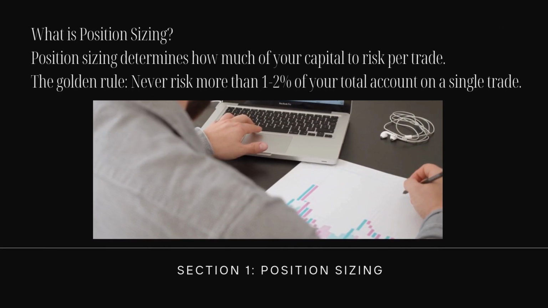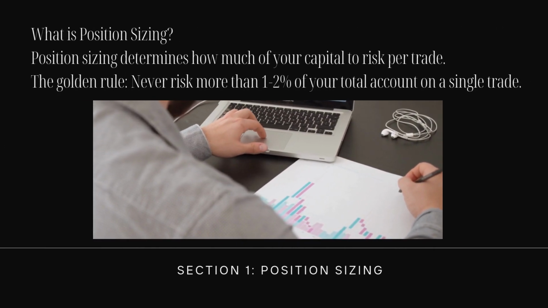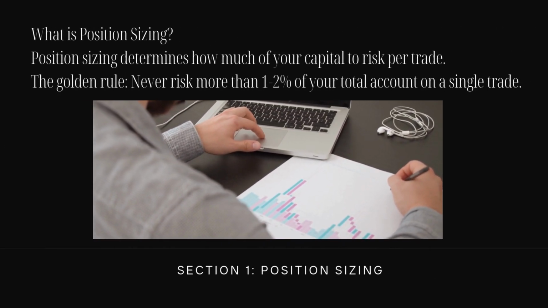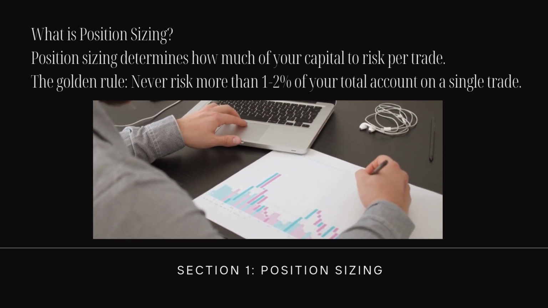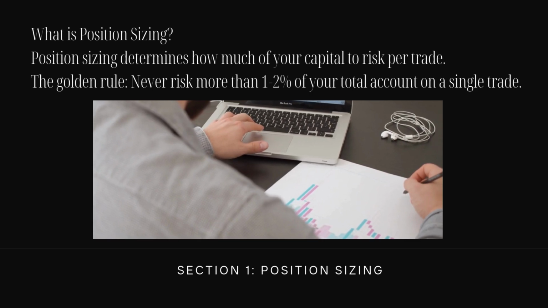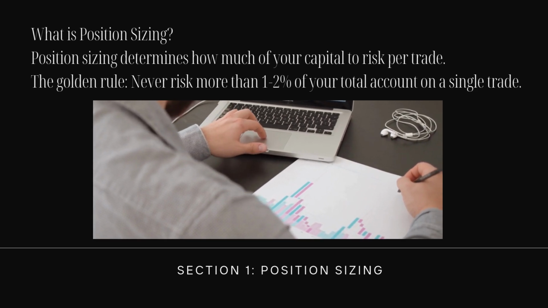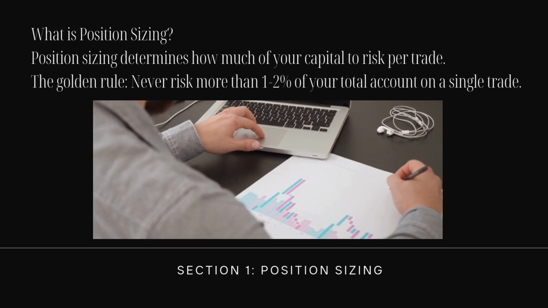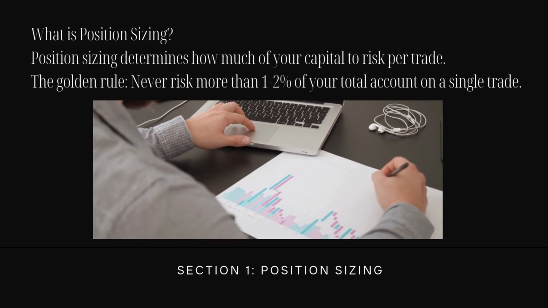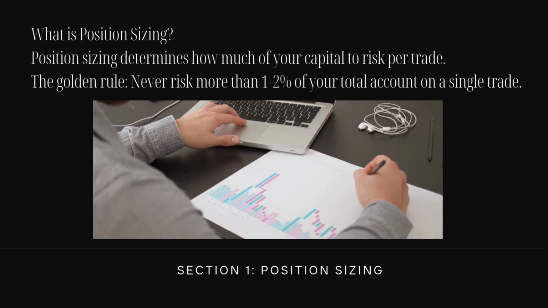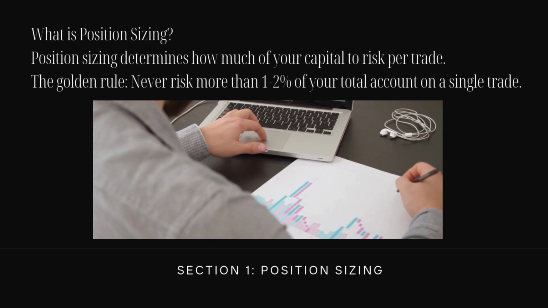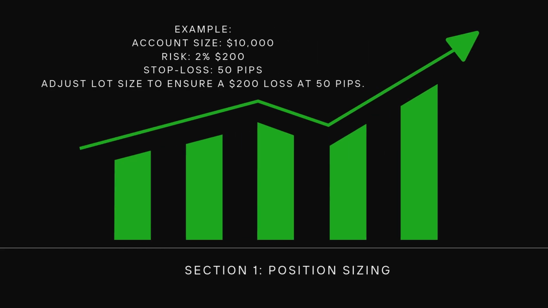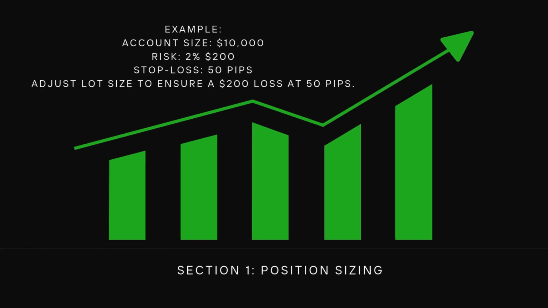Section 1. Position sizing. What is position sizing? Position sizing determines how much of your capital to risk per trade. The golden rule: never risk more than 1 to 2% of your total account on a single trade. Why is position sizing important? Prevents significant losses from a single bad trade. Example: with a $10,000 account, risking 2% means $200 per trade. Even if you lose 10 trades in a row, you've only lost 20% of your account.